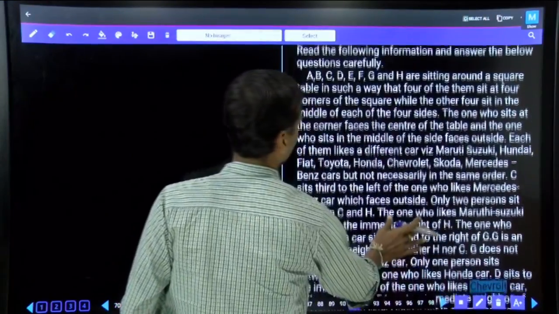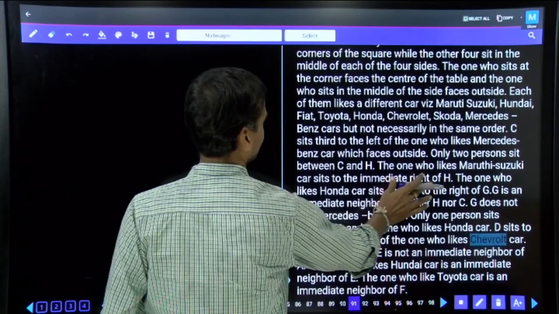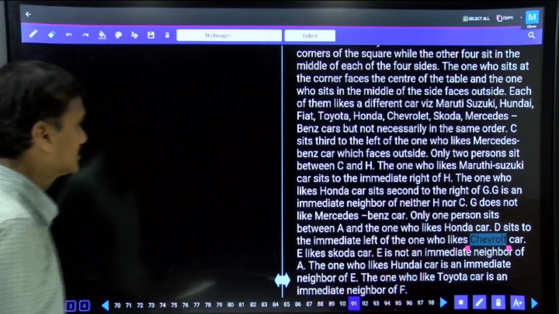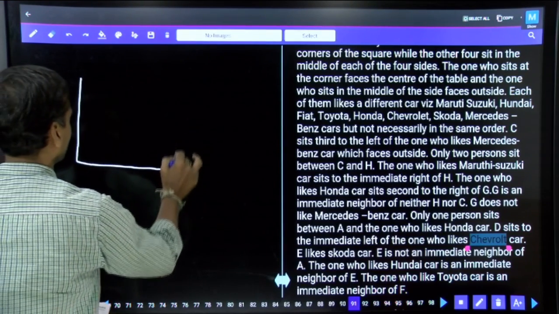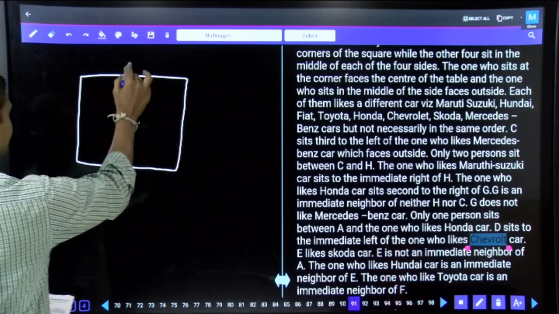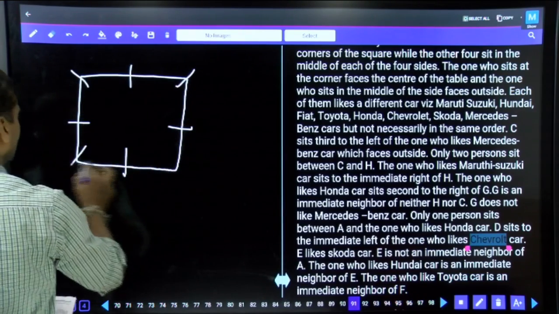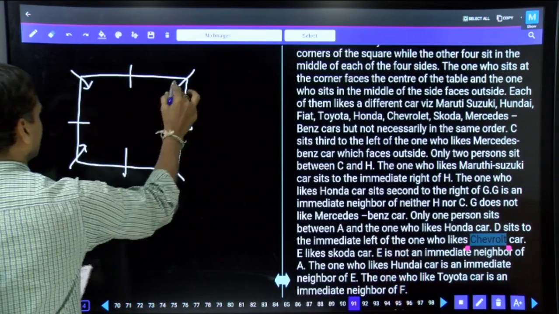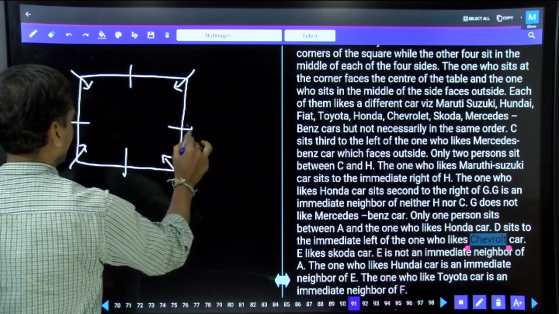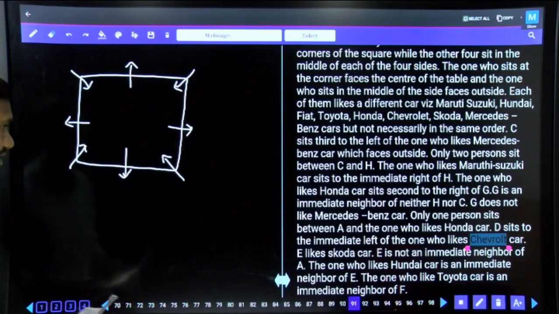8 persons A through H are seated around a square table, and 4 of them sit at the corners while 4 sit in the middle of the 4 sides. Now this is how these 8 persons were seated. It is a square table, 1, 2, 3, 4 and 5, 6, 7, 8. The persons seated at the corners are facing towards the center, and the ones in the middle of the sides are facing away from the center. This is the information given. Then coming to condition number 1.